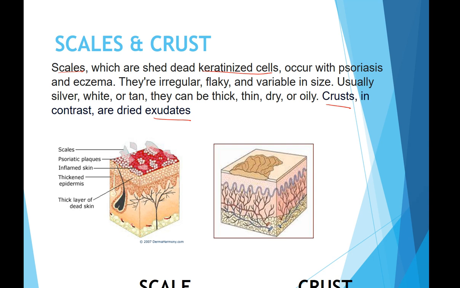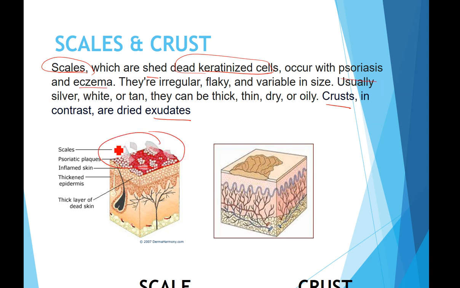Or we can say, like if there is a vesicle in chickenpox, after the disease has resolved, there would be crust formation, right? That is because of the exudates that are present within the vesicle or within the primary skin lesion. So that is crust, and the scales are basically the cells present in the stratum corneum. They are the dead keratinized cells that are being shed, right? This is specifically seen with psoriasis and eczema.